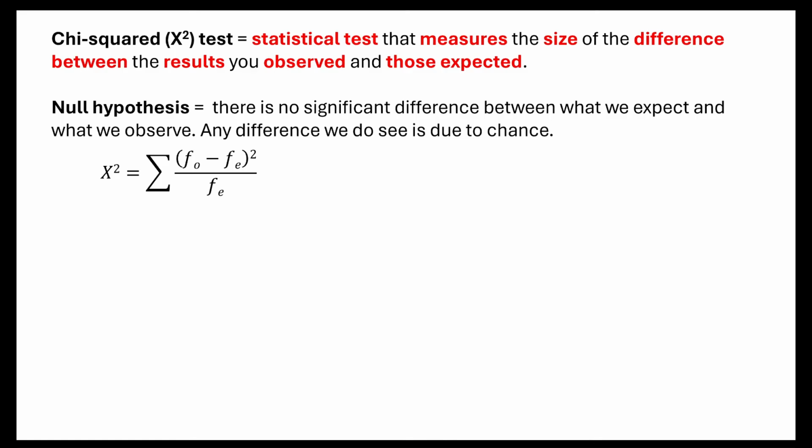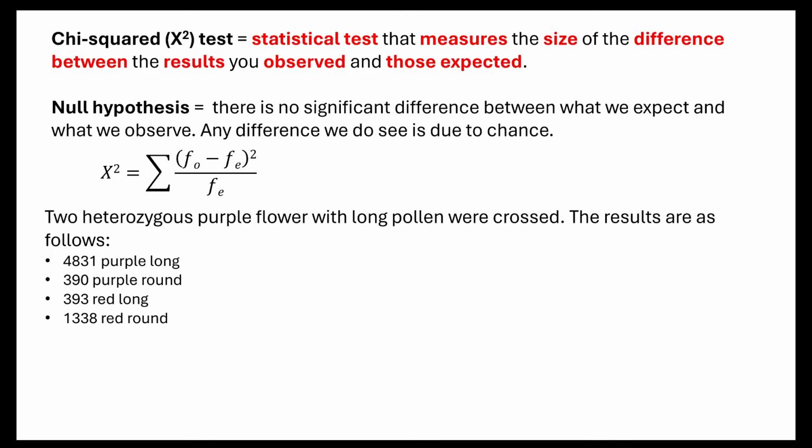So you should know that to calculate your chi-squared, you need to do the sum of the observed minus the expected squared divided by your expected number. So let's put that into practice with a question then. I have two heterozygous plants which are displaying purple flowers with long pollen, and we are going to cross those two heterozygous individuals. The results are as follows.